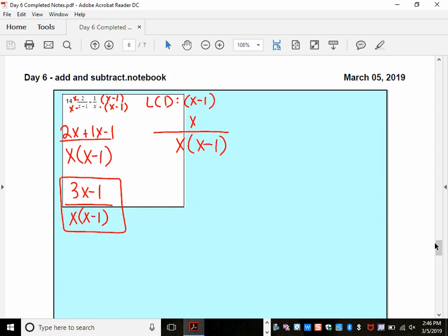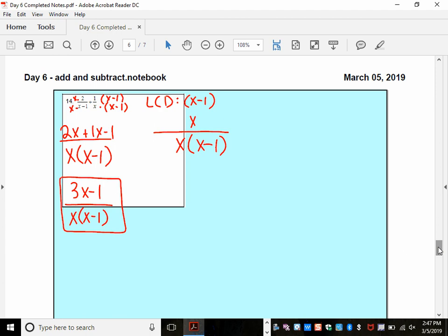Look at number 14. Any questions on this homework?